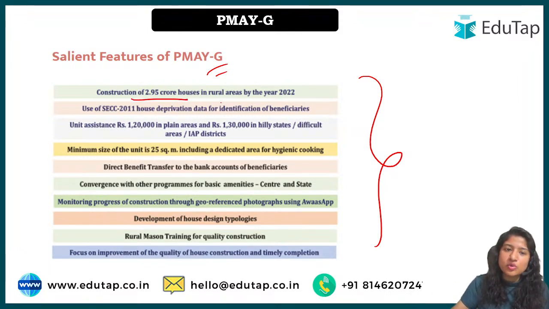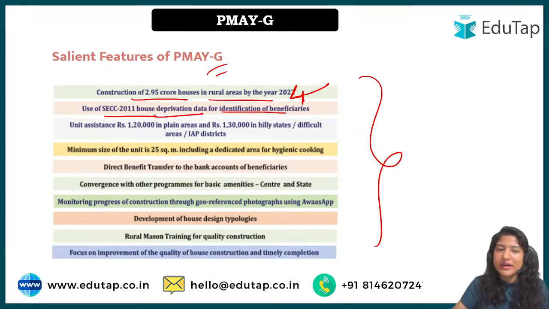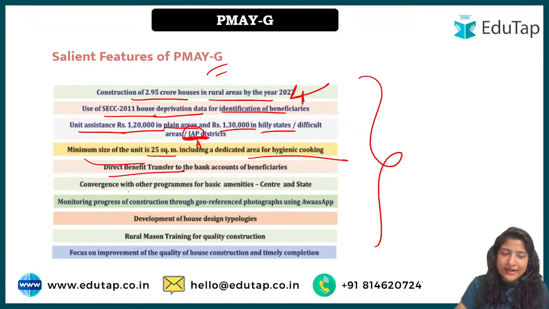Construction of 2.95 crore houses, by 2024 now, then initially it was till 2022. According to the SECC 2011 household deprivation data, we are going to identify the beneficiaries. Unit assistance in plain areas is 1,20,000, in hilly areas is 1,30,000, right? Okay, it's not Indira Awas, I'm sorry. Minimum size of unit is 25 square meters. Okay, we know this. For hygienic cooking purposes, DBT will be done, Direct Benefit Transfer.